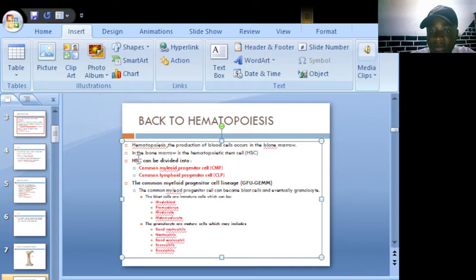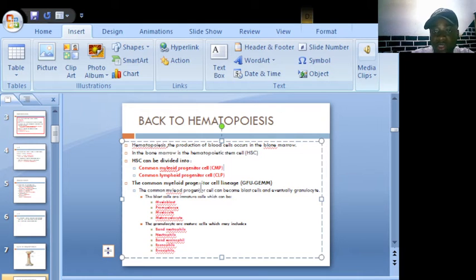Hematopoietic stem cell. Now, this hematopoietic stem cell is basically the cell that differentiates into different types of cells, which result in the production of blood cells. Okay, so the hematopoietic stem cell can be divided into the common myeloid progenitor cell, and we can also get the common lymphoid progenitor cells. Okay, so let's talk about them one after the other.